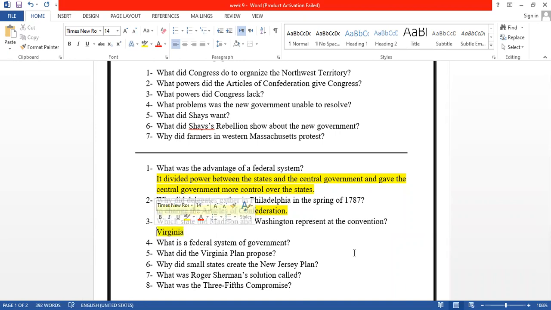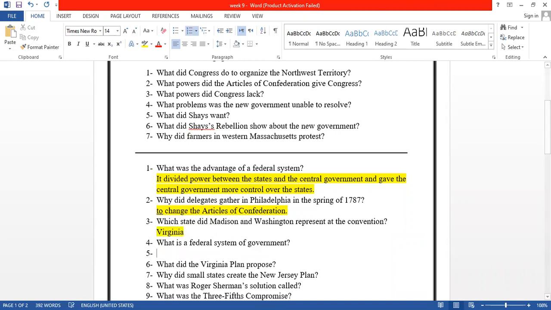Okay, the next question. What is a federal system of government? What's the meaning of federal system? It's the same.